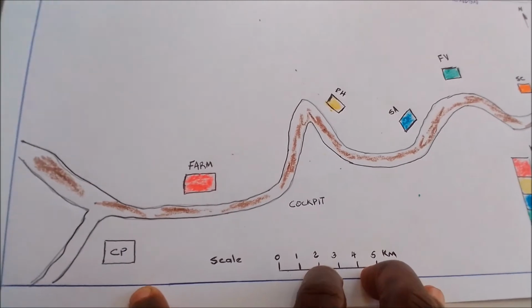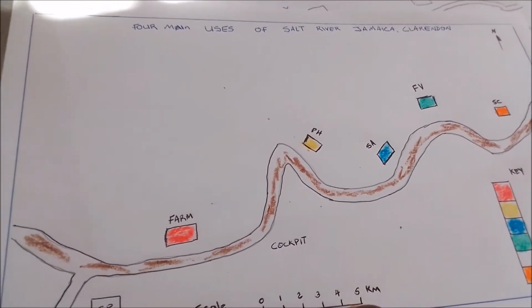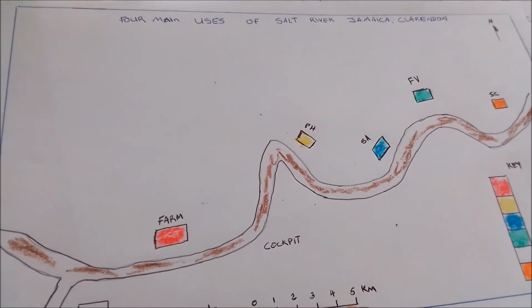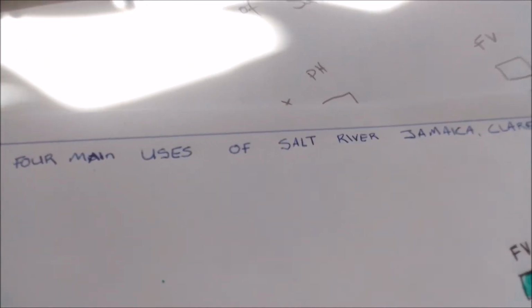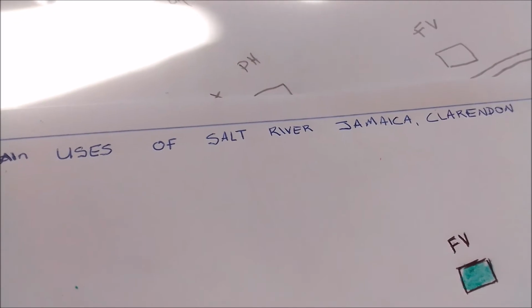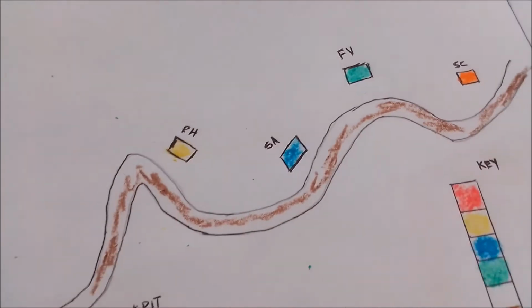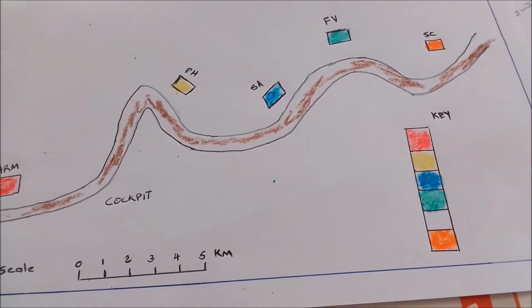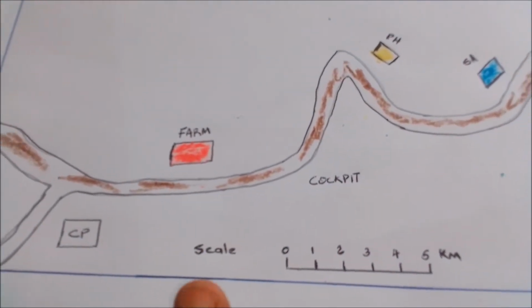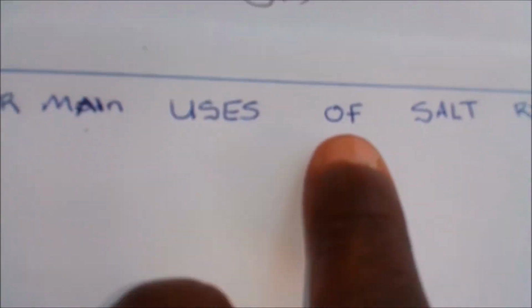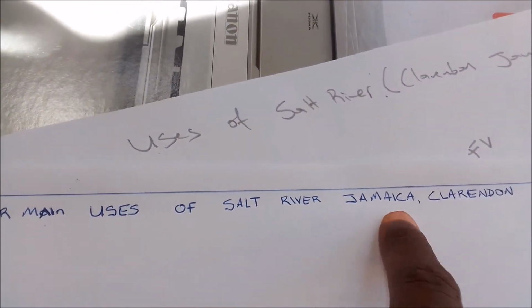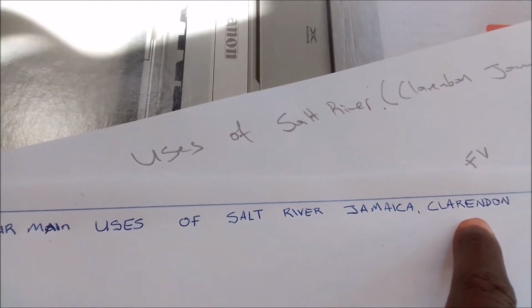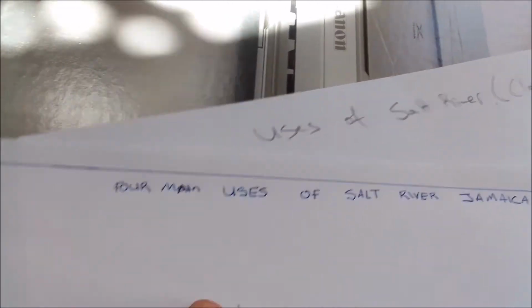So I actually took out a small section of the area where I am looking at at least 4 uses of Salt River located in Jamaica in the parish of Clarendon. Alright, so here are the features of the map now. First things first, a map's supposed to have a title, right? So 4 main uses of Salt River located in Jamaica, Clarendon. I can say Clarendon, Jamaica, right?